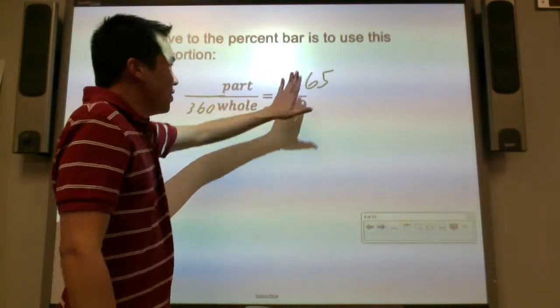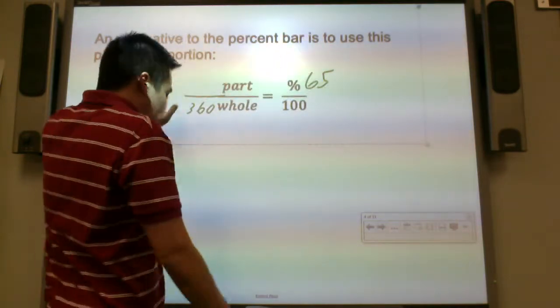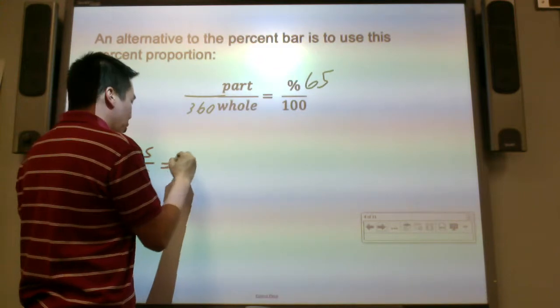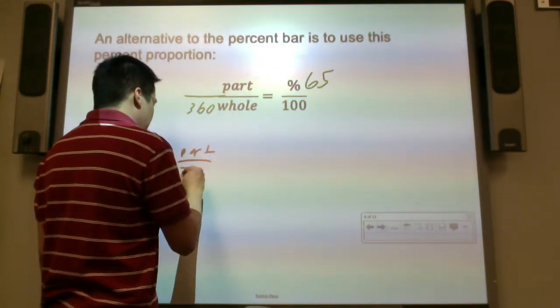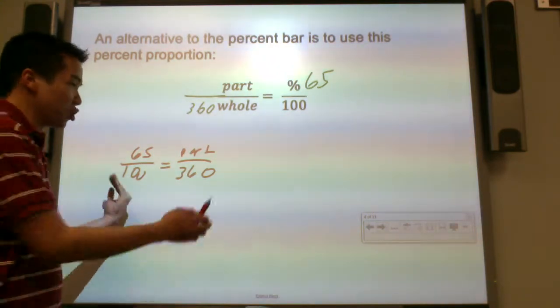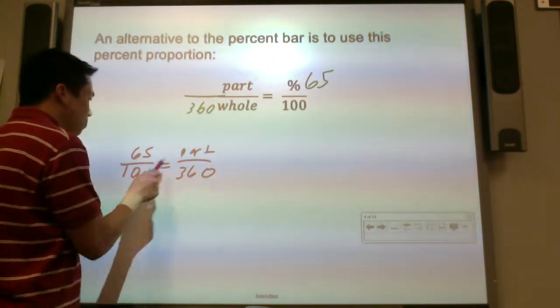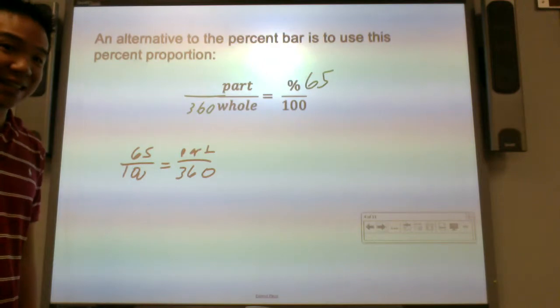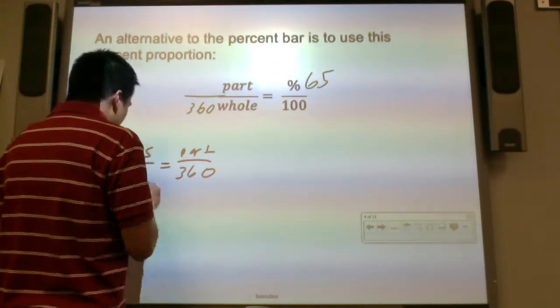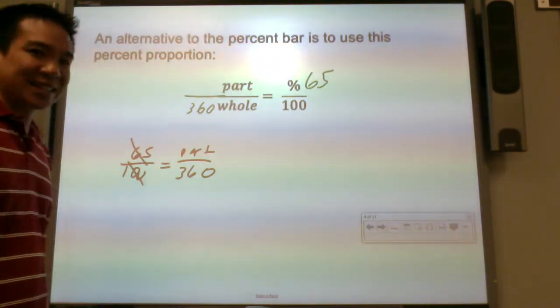If this is confusing for you, you can flip it around: 65 over 100 equals part to 360. If that is easier for you, you can do it that way. Can 100 be built up to 360? No. We're going to have to break this down.